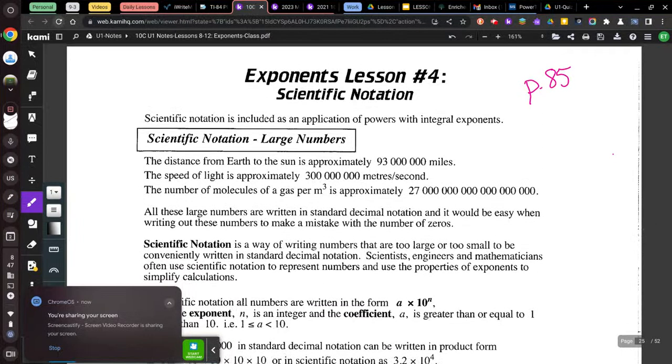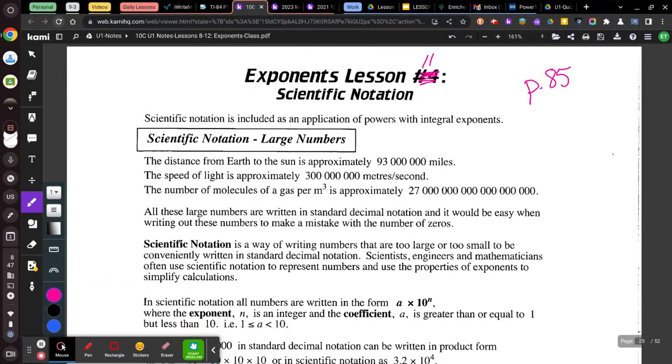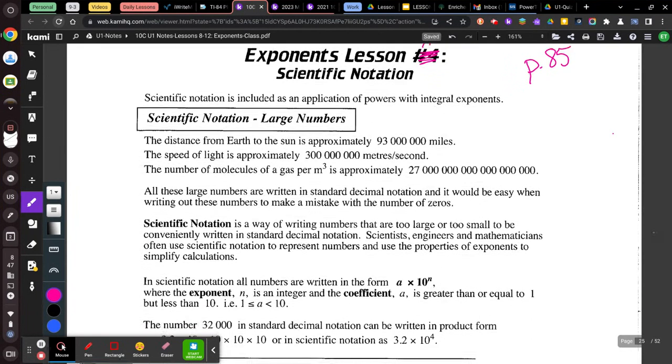Okay, this is Exponents, Lesson 11, and it's talking about scientific notation. So we use scientific notation with integral exponents, meaning positive and negative exponents. We use it for very large numbers or very small numbers. So we're going to take a look at what happens with large numbers in scientific notation.